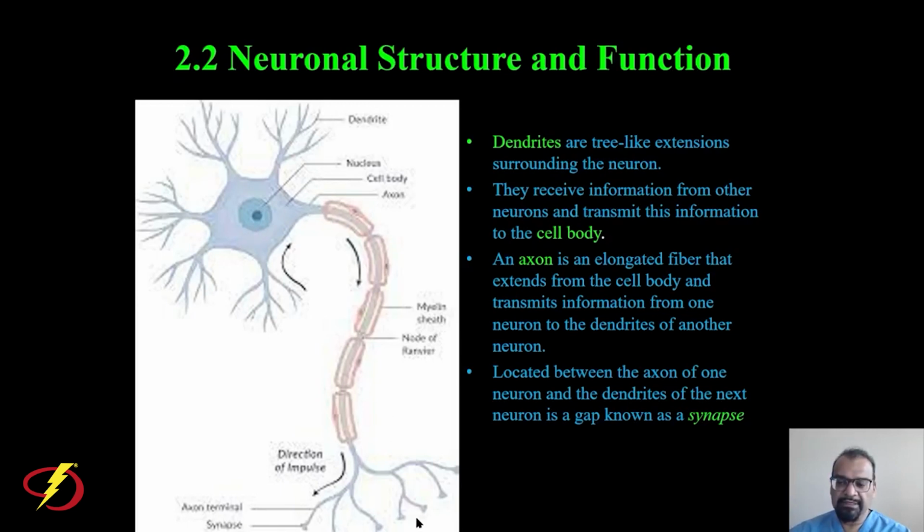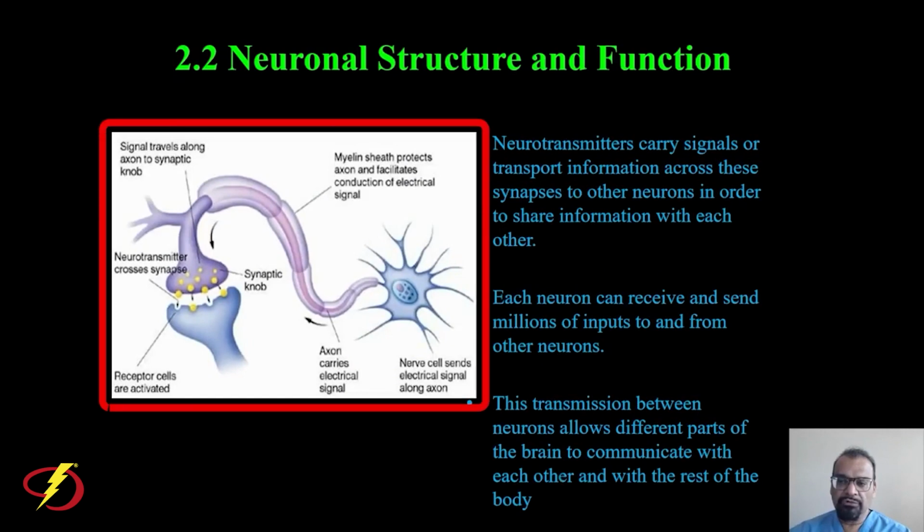Now these axons can connect to other neurons by a gap called the synapse. So neurotransmitters that are secreted by these different brain cells and neurons carry signals or transport information across these synapses from one neuron, the axon of one neuron, to the dendrites of another. Each neuron can receive and send millions of inputs to and from other neurons. This transmission between different neurons allows different parts of the brain to communicate with each other and with the rest of the body.